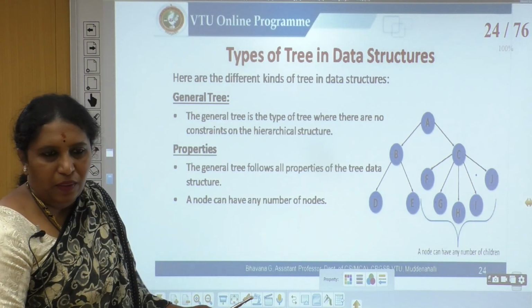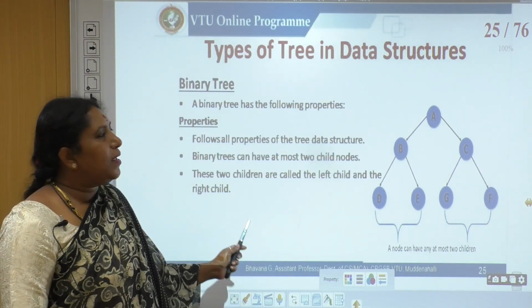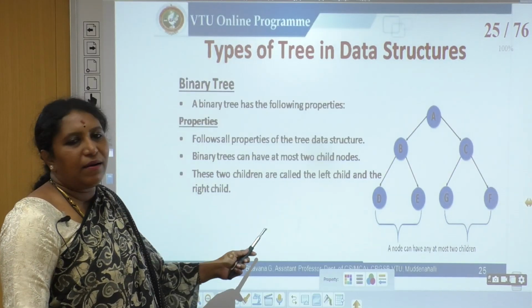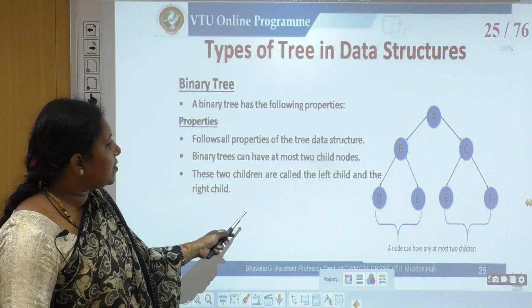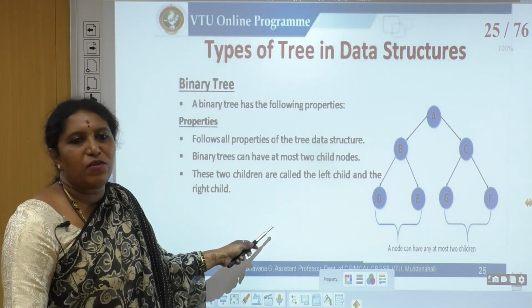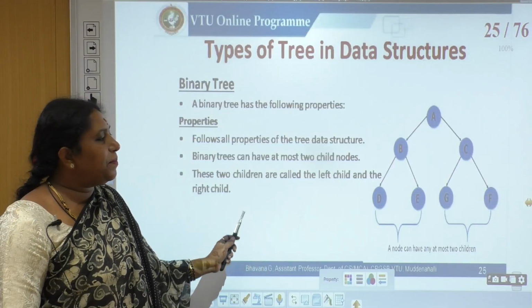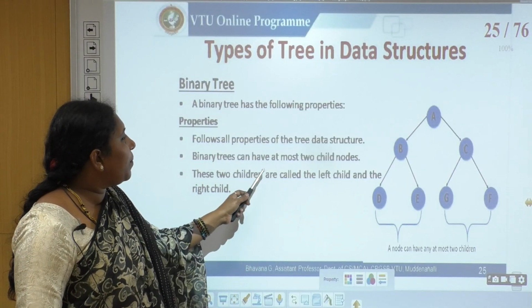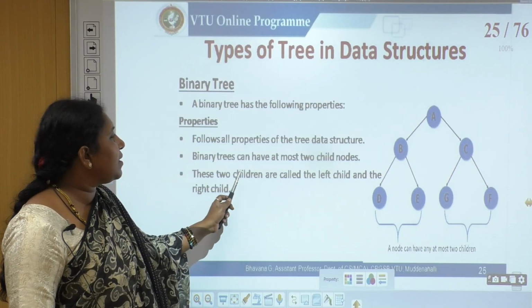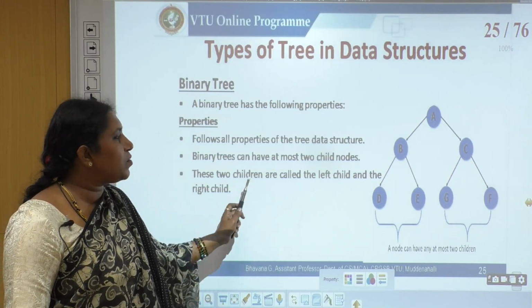Next, moving on to the next type of tree, we have the binary tree. In a binary tree, each and every node can have at most 2 children. That is, it can have 0 children, 1 child, or 2 children, but not more than 2 children. That is a binary tree. You can see here it follows all properties of the tree data structure. Binary trees can have at most 2 child nodes, not more than that.